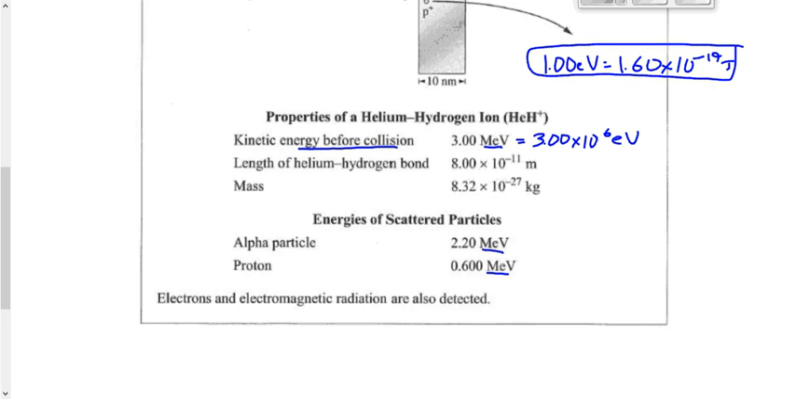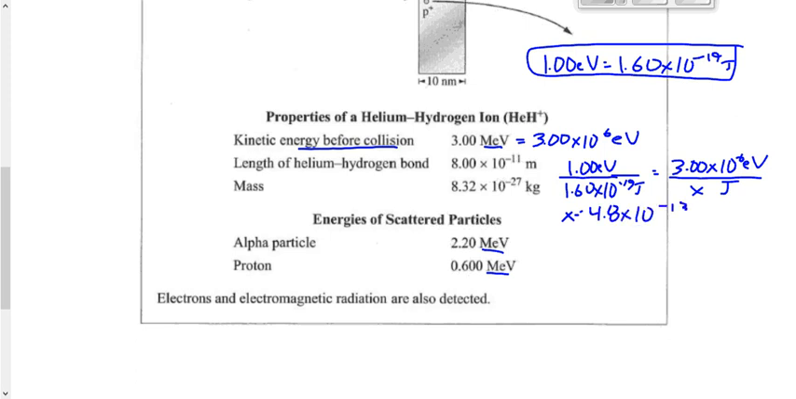Let's set up a ratio here. 1.00 eV is 1.60 times 10 to the minus 19 joules. Well, then 3.00 times 10 to the 6 eV is equal to x joules. If you cross multiply, x ends up being equal to 4.8 times 10 to the negative 13 joules. Therefore, 3 mega electron volts is equal to 4.8 times 10 to the minus 13 joules.